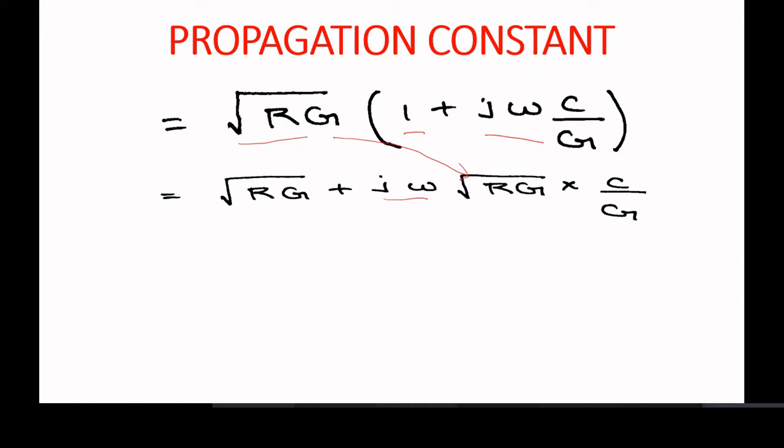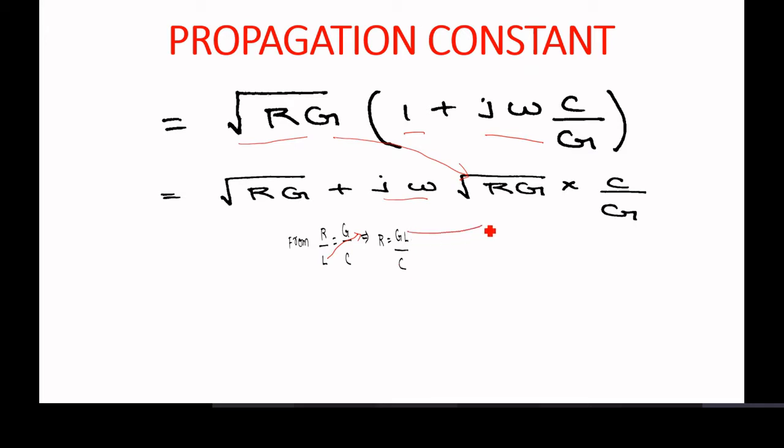Now again I will substitute from R by L is equal to G by C. So from this I will take R is equal to GL by C. Simply this L I have taken. So R is equal to GL by C.